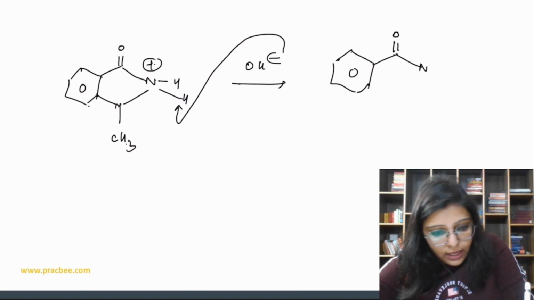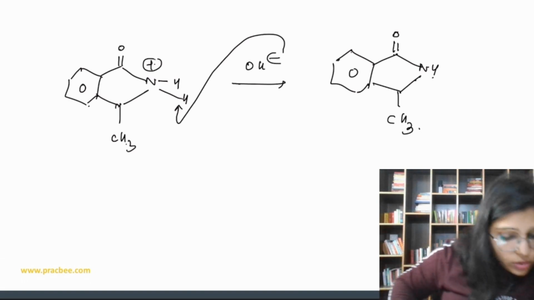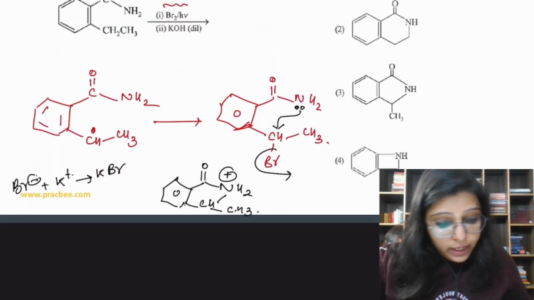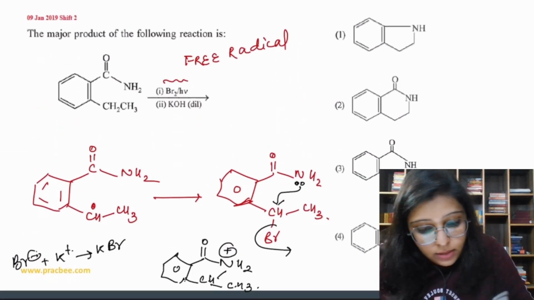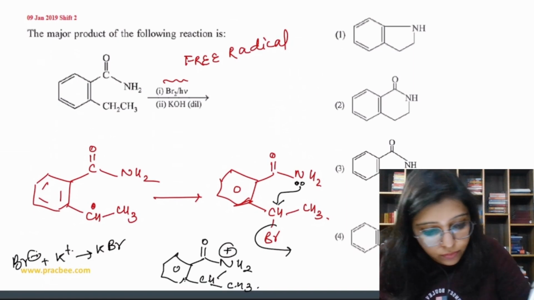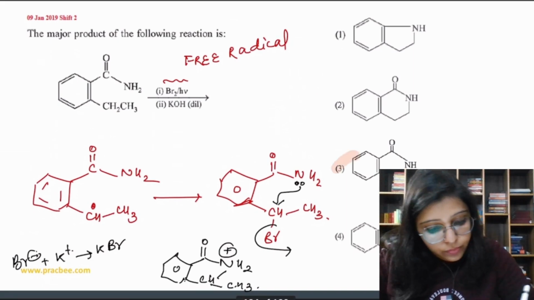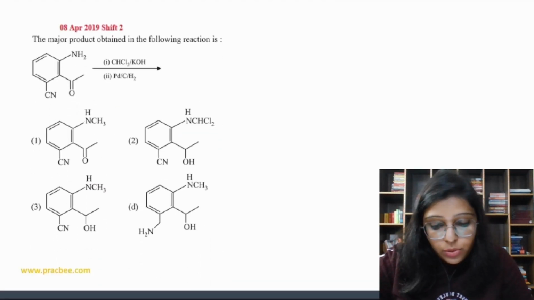Okay, so we get NH CH3. So this is going to be the final answer. And as per this, which one is the correct option? Option 3 is going to be the correct answer. Okay, done.